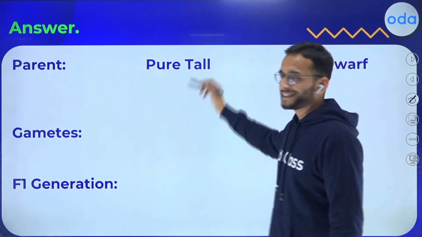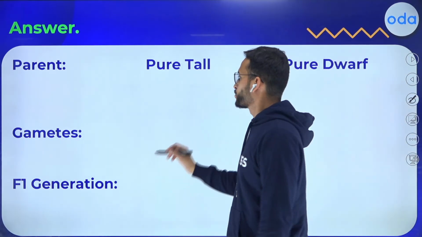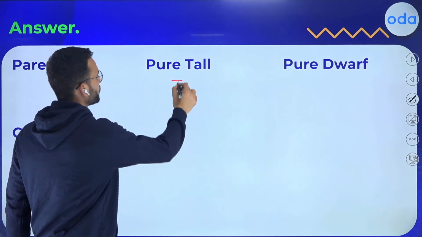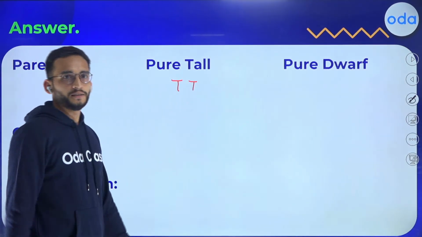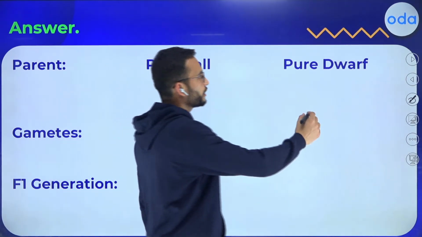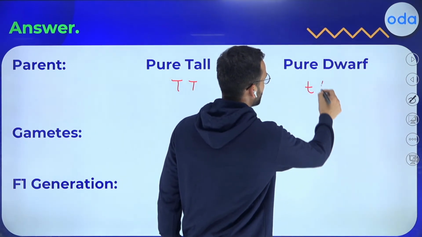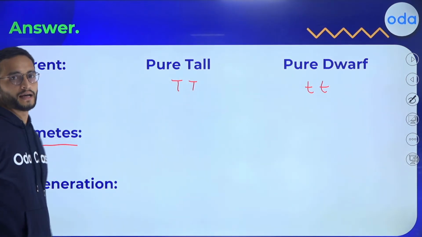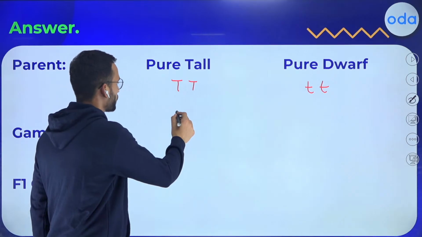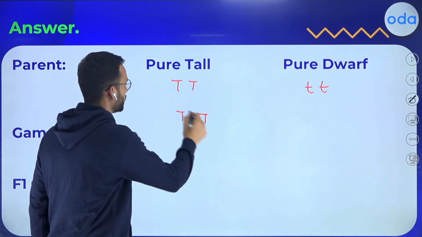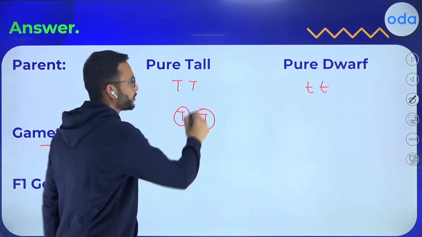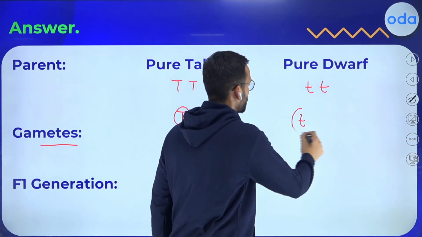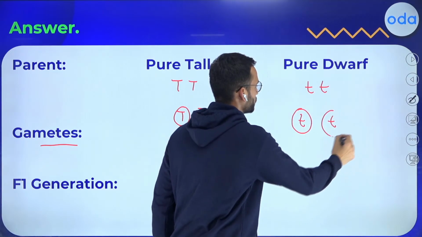So what he did, as I told you, he took pure tall plant. The genotype of these pure tall plants will be capital T and capital T. Talking about pure dwarf plant, it will be small t and small t. The gametes formed are of two types, it can form capital T or capital T. If I'm talking about the pure dwarf, it can also have two types of gametes, small t or small t.